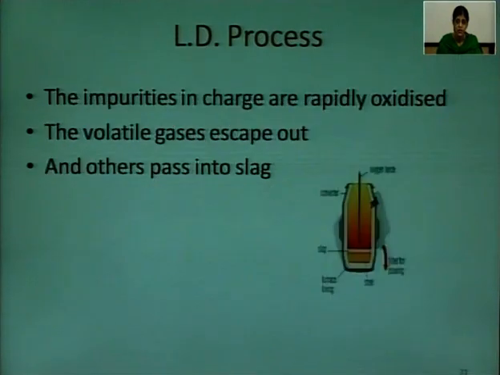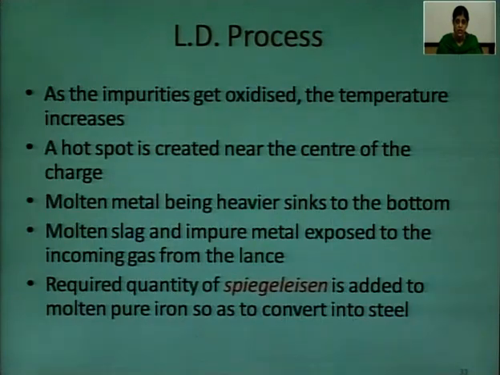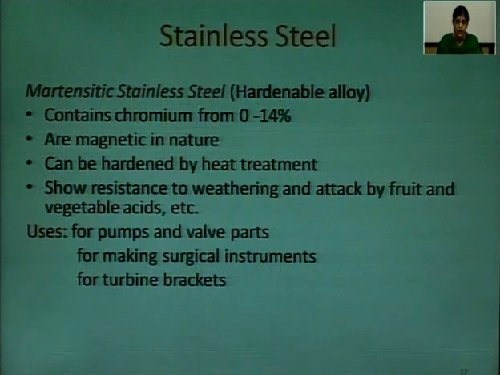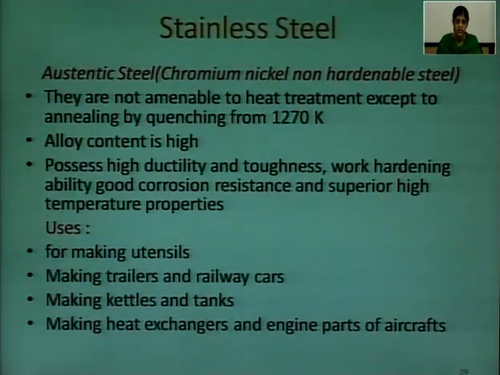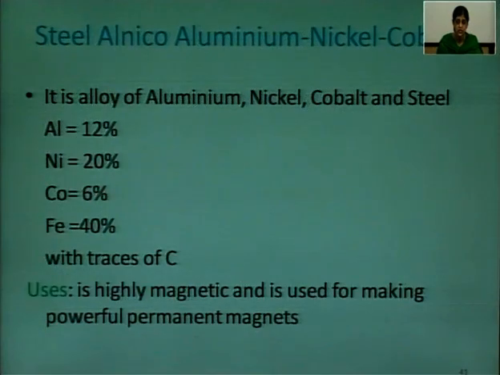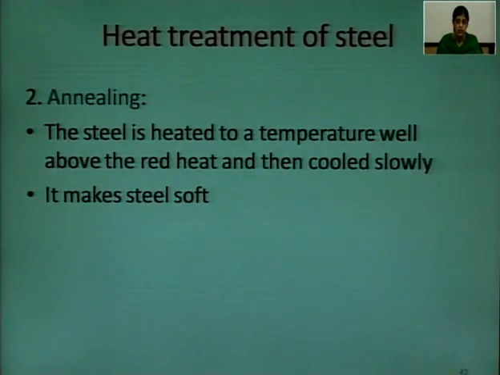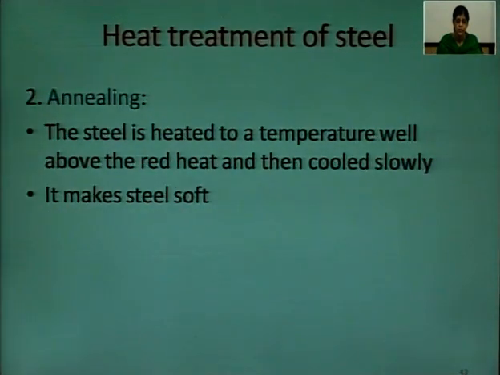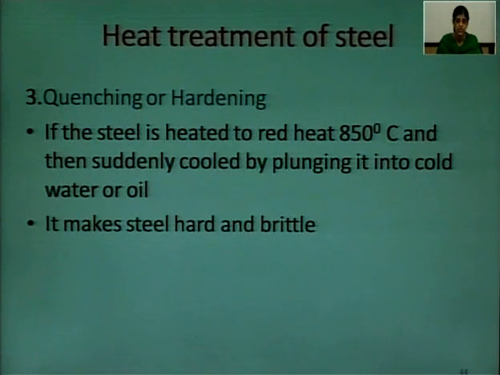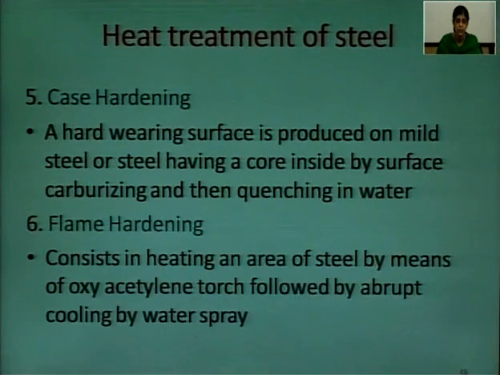And then later on I discussed the types of steel, that is the stainless steel, the nickel steel and the Alnico steel. And later on I discussed the heat treatment of steel, that is normalizing, annealing, quenching, case hardening, tempering, flame hardening, etc.